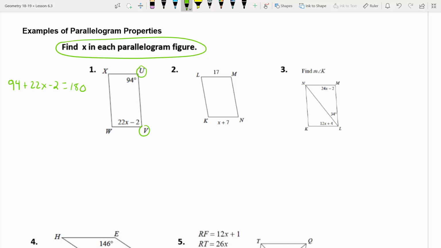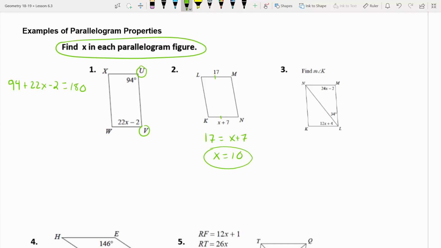The next figure, they gave us side length LM and they gave us side length KN. Those sides are opposite each other, so they're going to be congruent to each other. We know that the opposite sides are congruent in a parallelogram. So that tells me 17 equals x plus 7. That's a quick one to do. X equals 10. So we're going to give that one as a freebie.